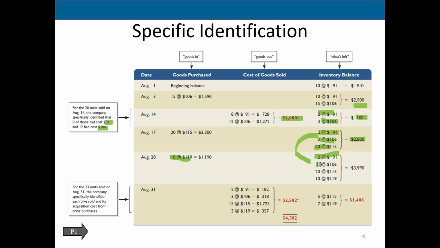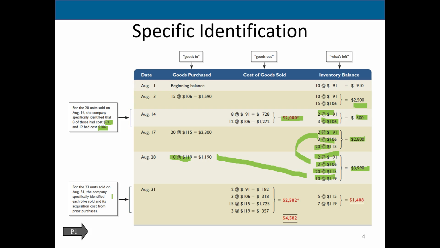We have 2 at 91, 3 at 106, 20 at 115. Now we have another 10 here. And if we multiply all those out and add them up, now we have 3,990 on the balance sheet. And then it says we sold on the 23rd, 23 units on August 31st.